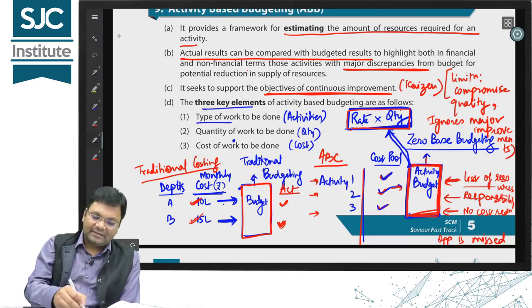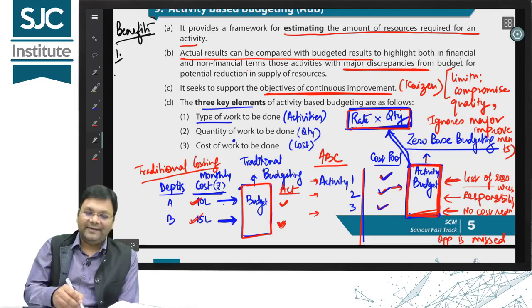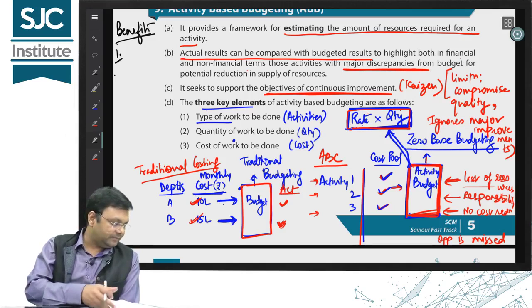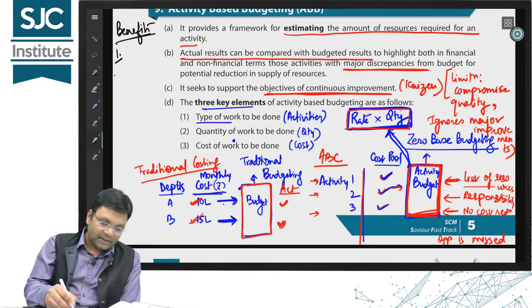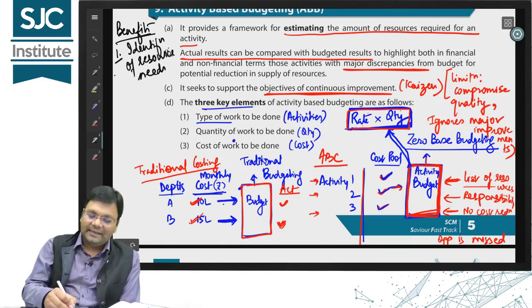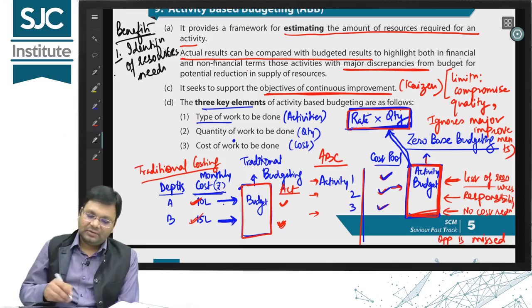I'll also make you write some benefits of activity based budgeting, which is not given here. You can just take a note in three small phrases. First benefit you write over here is identification of resource needs. Whatever resources are needed are easily identified, so we don't waste any resource.